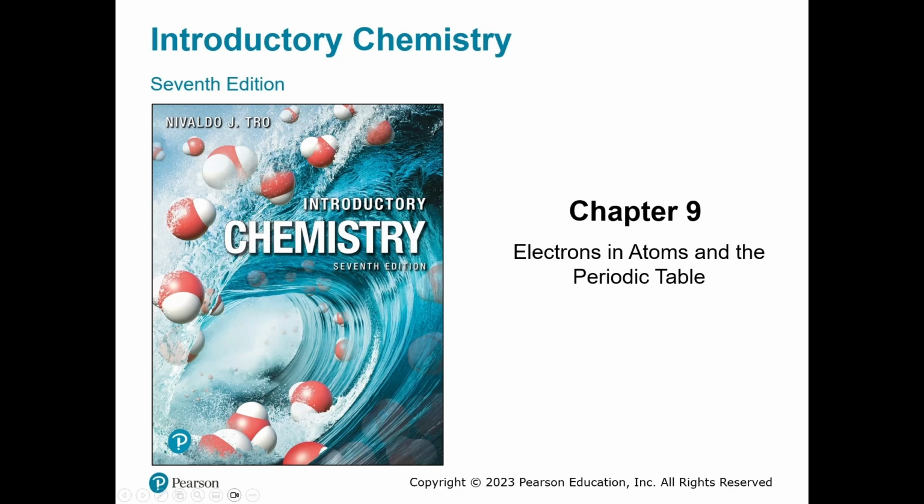Welcome everyone to Chapter 9 lecture. We're going to talk about electrons in the atom and a little bit more about the periodic table. I know we're skipping from Chapter 4 to Chapter 9, and then we're going to go back to Chapter 5. Our book's a little awkward in its arrangement of the chapters, so we're going to start Chapter 9.